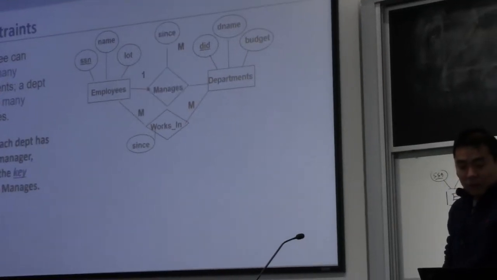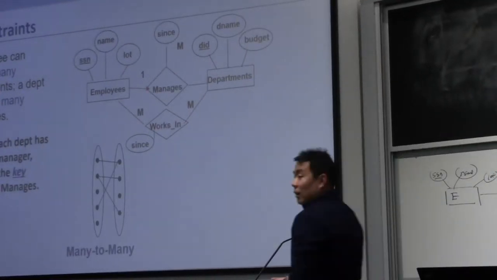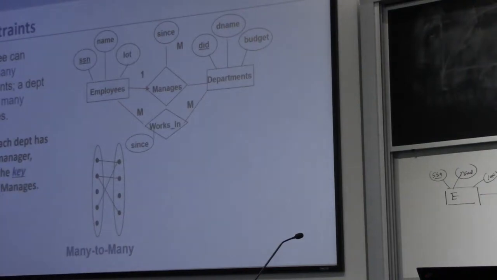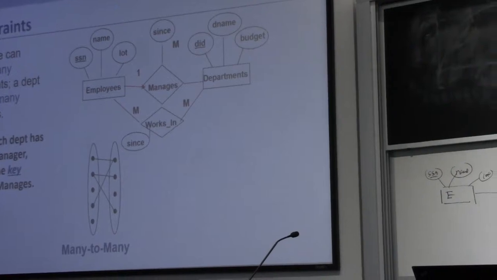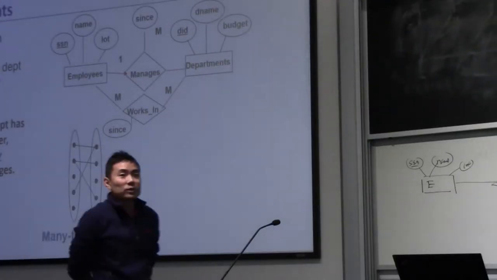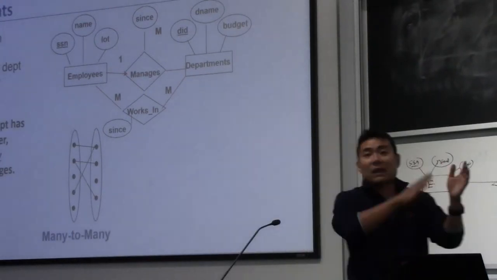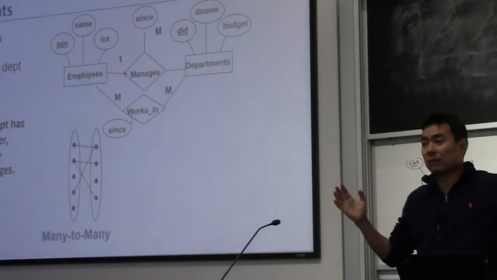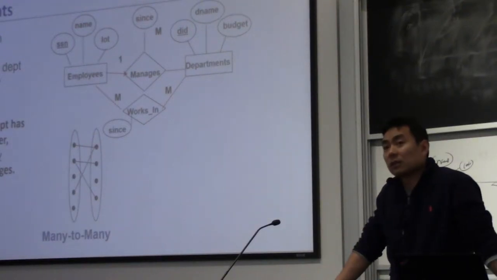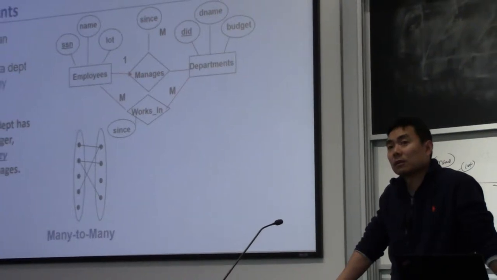Now, can someone tell me what this means now? Same thing, I just flip the arrows. You mean that one employee has to manage all of it? No, that's not true. Now it's a many-to-one map between employee and the department, right? Go ahead. Each employee can only manage one department, but departments have multiple managers? Excellent.